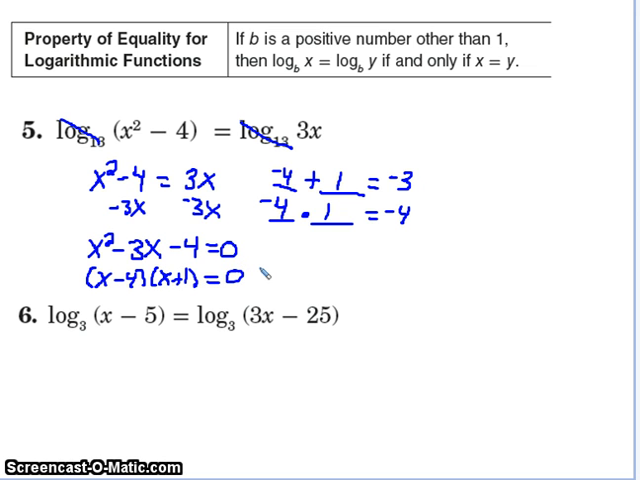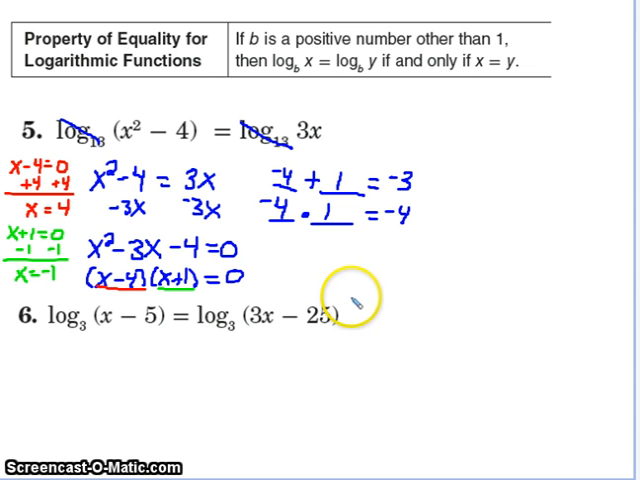When we take both of those and set them equal to 0, I'm going to take one of them up here. One of them is going to be x minus 4 equals 0, and we can add 4 to both sides, and we get x equal to 4. The second one that we have is x plus 1 equals 0. We're going to subtract 1 from both sides, and we get x equal to -1.